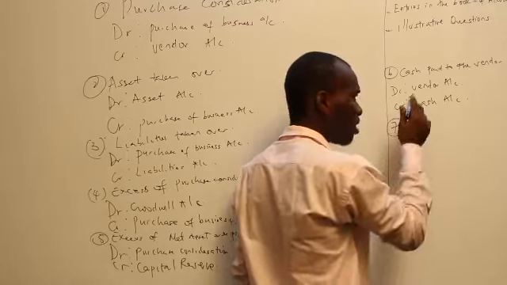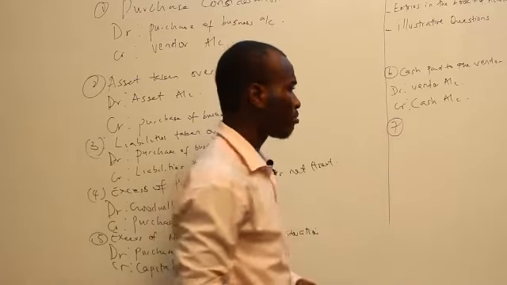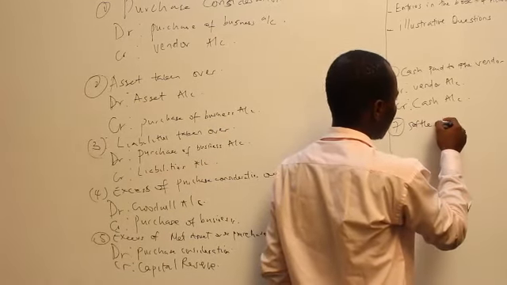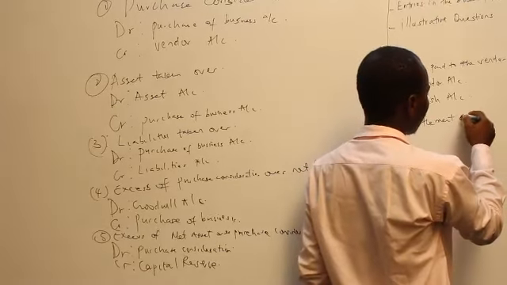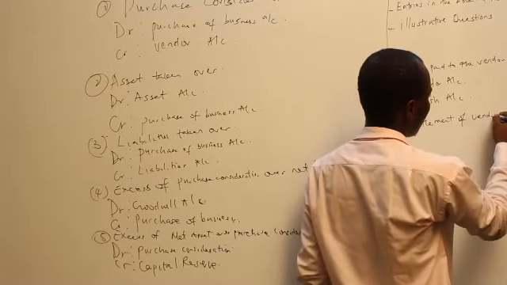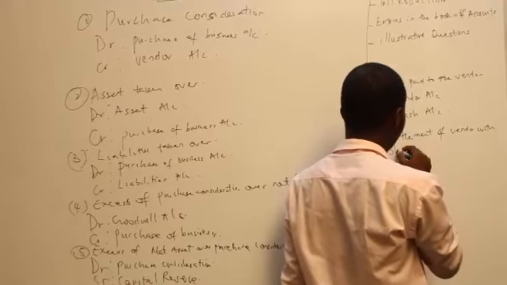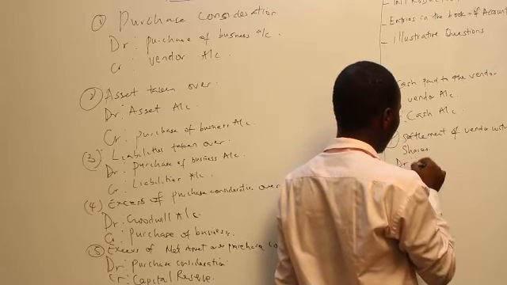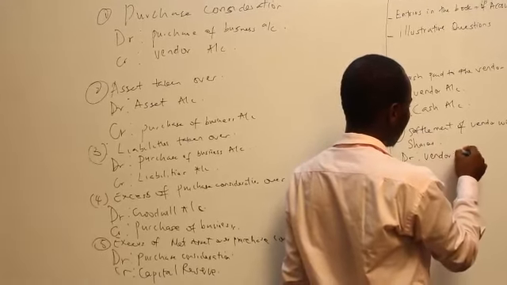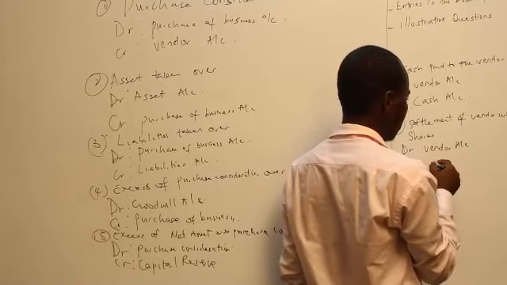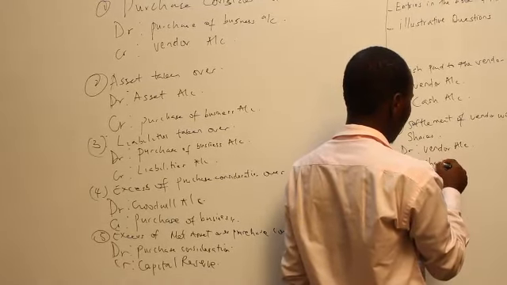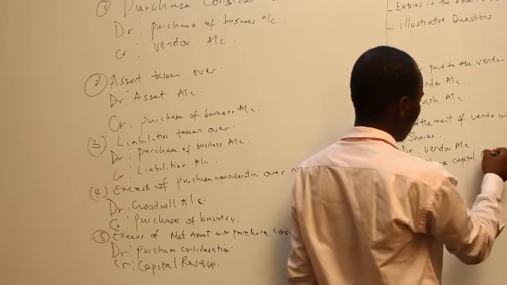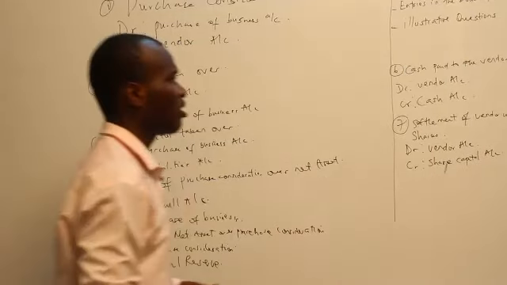Now number seven, that is the double entry for settlement of the vendor with shares. If the vendor is settled with shares, we're going to debit vendor account and credit share capital account. So that is all about the account entries.